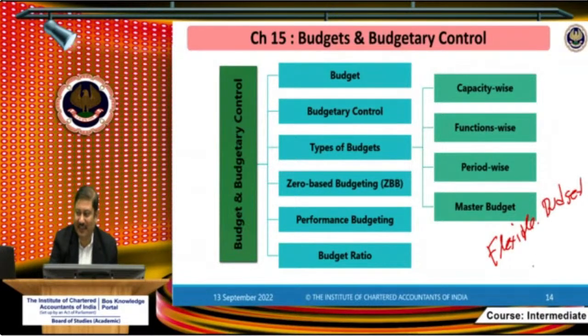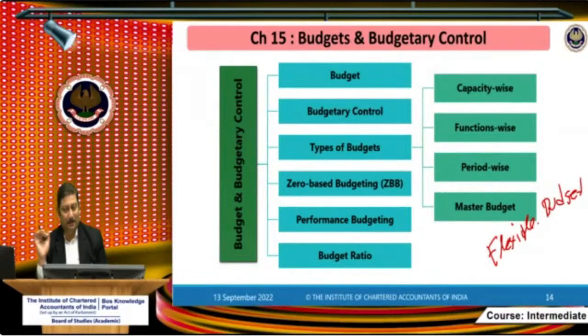Flexible budget is based on a particular concept: variable cost remains fixed per unit, and the only cost which changes is the fixed cost. Based on that principle, you can go for the questions of budgetary control. Straight away, I think we can go for discussing a particular question.